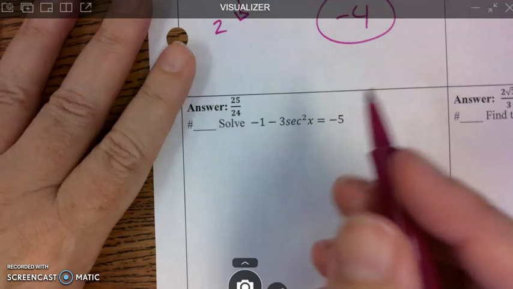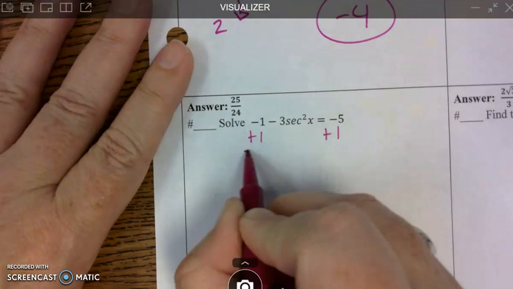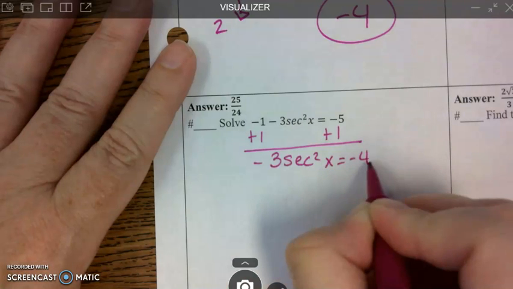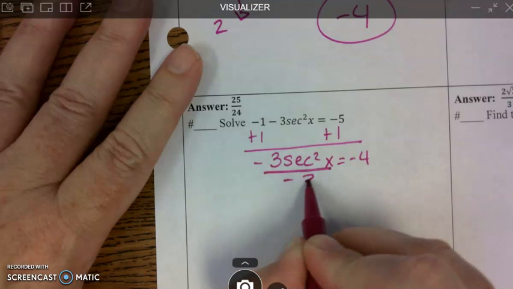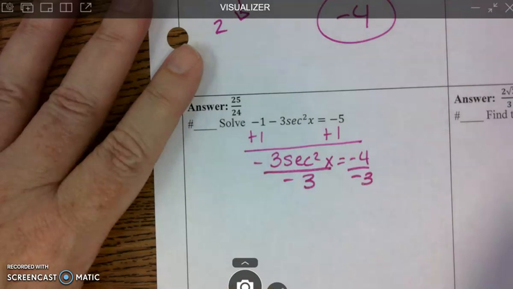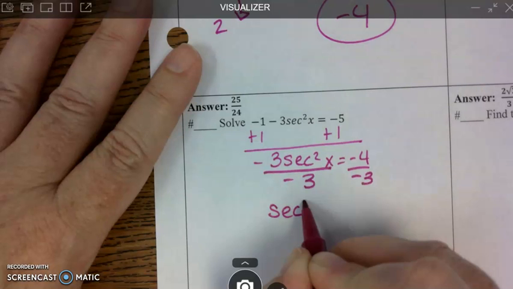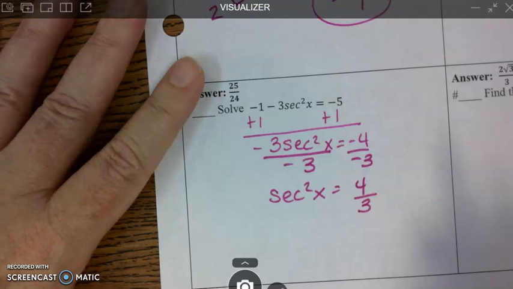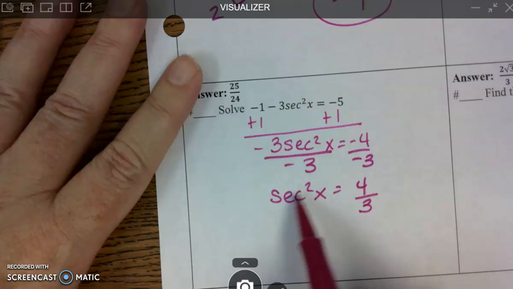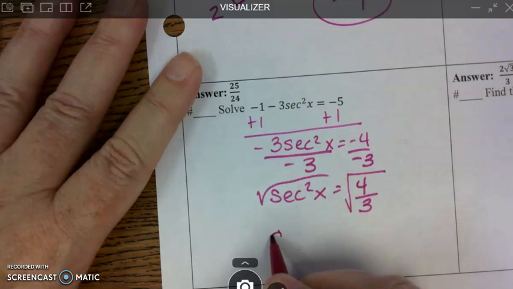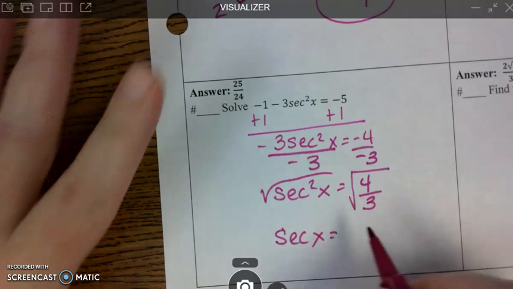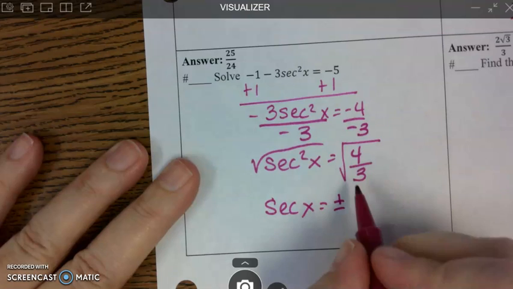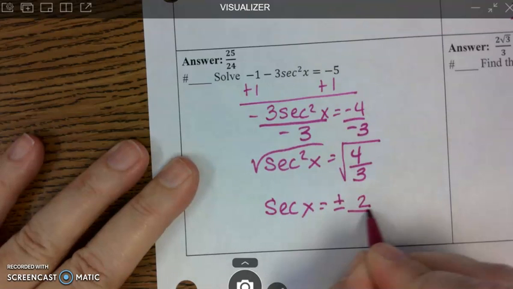Okay, again, same thing. Add 1 to both sides. We've got to collect like terms. So we get -3 secant squared x is equal to -4. Divide by -3. So we get secant squared x. Because we have 2 negatives, that becomes positive. So we've got to get rid of the square by square rooting. Remember, I just put that square root in here, so we've got to do a plus or minus. The square root of 4 is 2. Can't take the square root of 3.